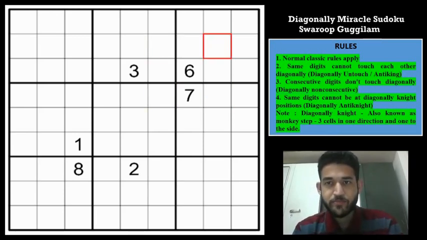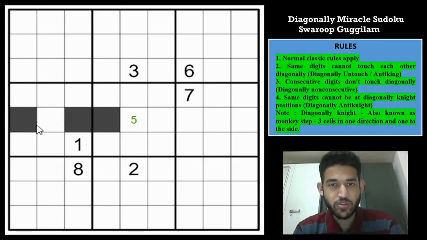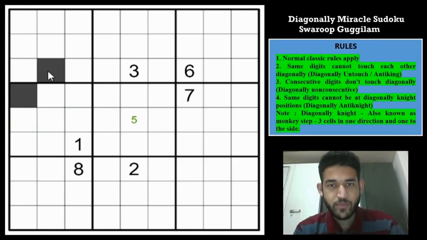The third rule is, actually it's the fourth rule, because the first is the classic part. The fourth rule is same digits cannot be at diagonally knight positions. This is what I call the monkey step. So if you take for example, let's say 5 is here, then the monkey step is defined by these cells. Okay, I'll highlight and show. 1, 2, 3. This cell, not this cell, this cell.